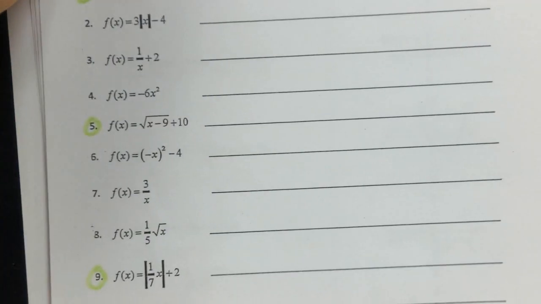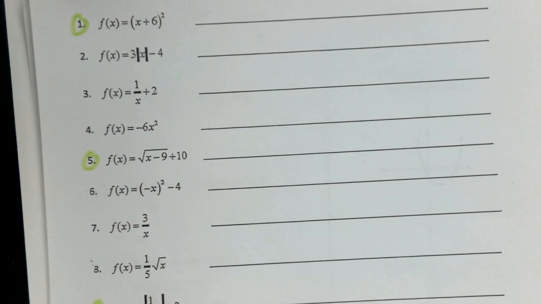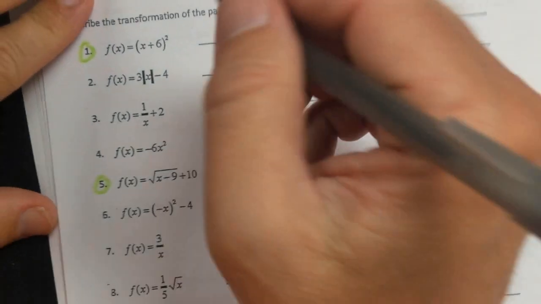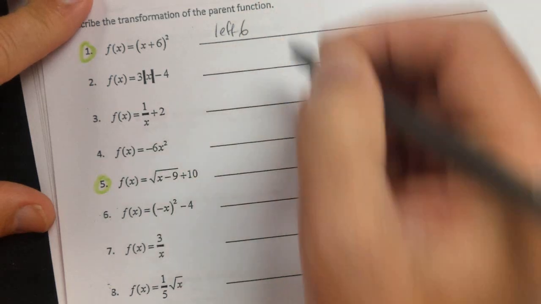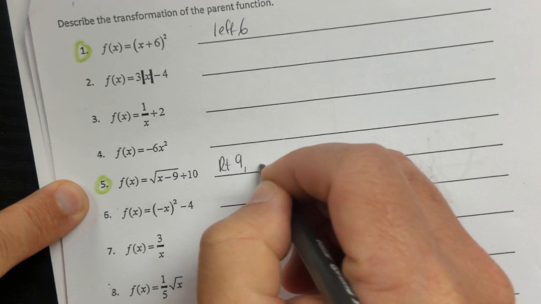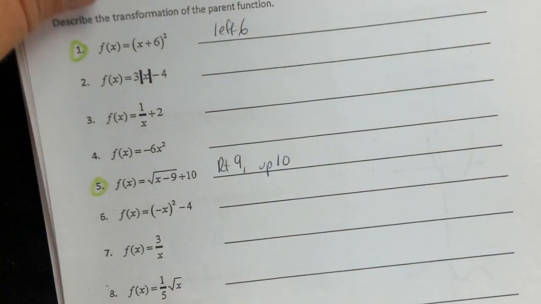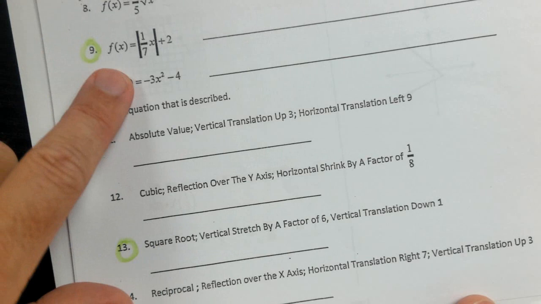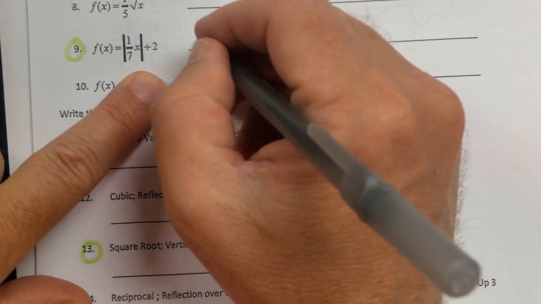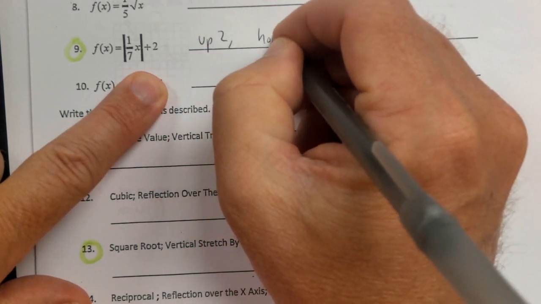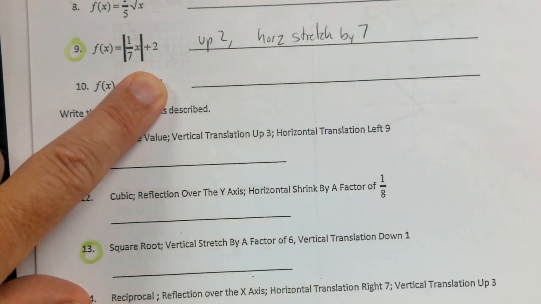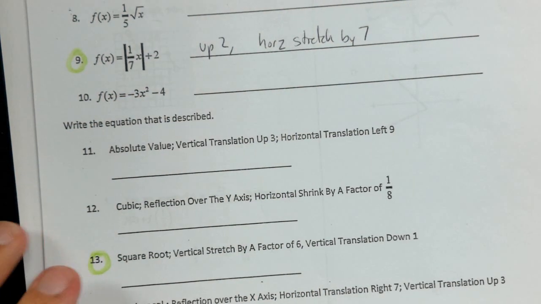Alright, these are pretty quick, pretty easy. Describe the transformation of the parent function. So you tell me what's number 1. Left 6. Number 5. Right 9. Up 10. Number 9 looks strange, maybe. No, that's a horizontal stretch by 7. Okay, up 2 is the easy part. And a horizontal stretch by 7, the way it's written.